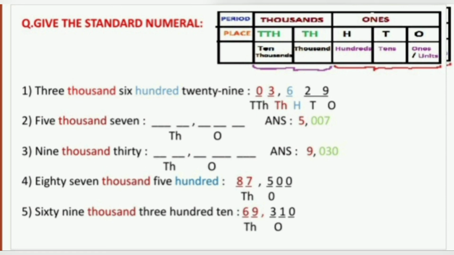Now come to the fourth question, 87,500. The number is given in thousands, so 5 blanks first. In the thousands period, what will you write? 87. You can see that it's written, and the number given after thousand is 500. How will you write 500 in 3 digits? Yes, 500, which is shown here.